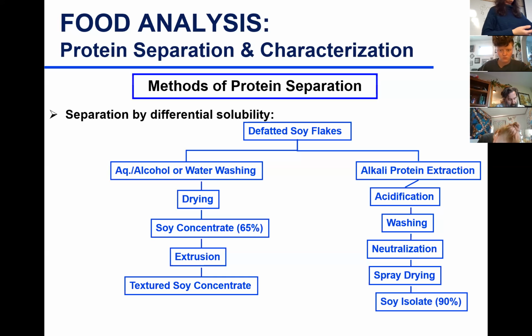You do a couple of washes, potentially, then you neutralize. You never want to leave the protein at its isoelectric point, because it loses functionality. You neutralize it to pH 7, you spray dry, and you get an isolate of above 90%, sometimes close to 95% purity, especially for soy. So that's what's actually done in industry to produce these isolates and concentrates.